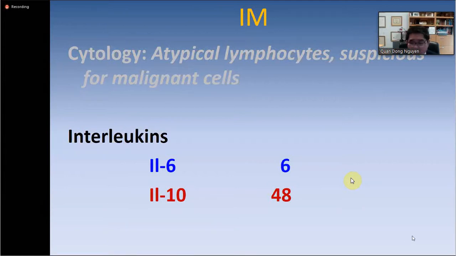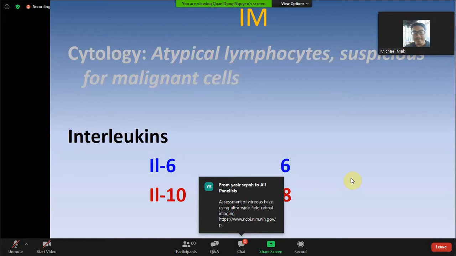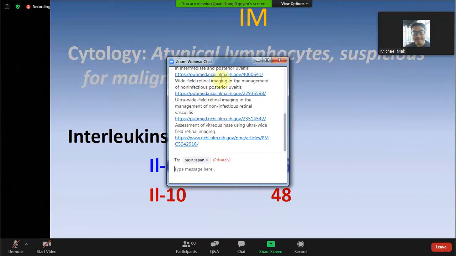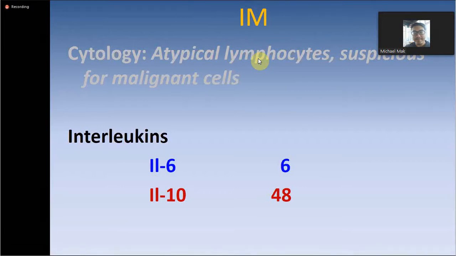Now, what else can we learn? Dr. Michael Mack, what else can you do with the vitreous? So you can also send it off for PCR. There are other cell markers, like identifying the cell type. So CD20, CD3, I think, are the ones that I remember. And then that may help the oncologist with the cell typing.